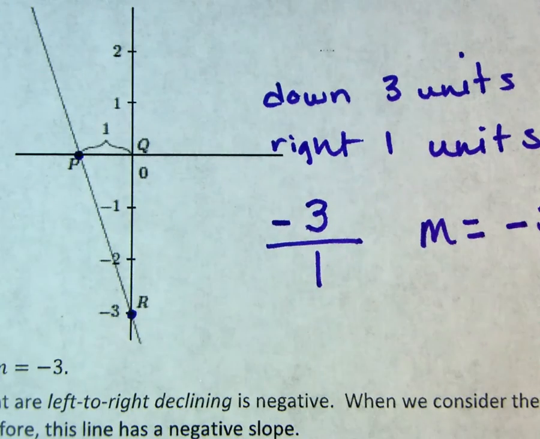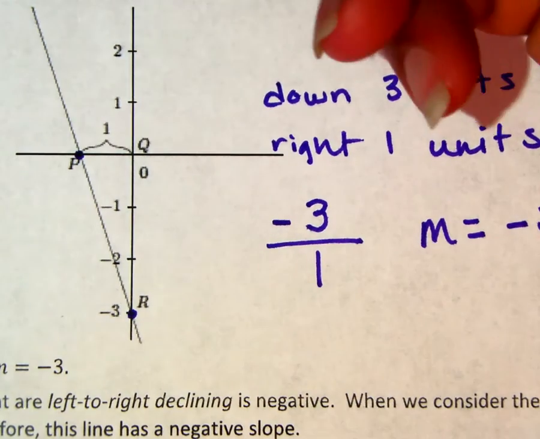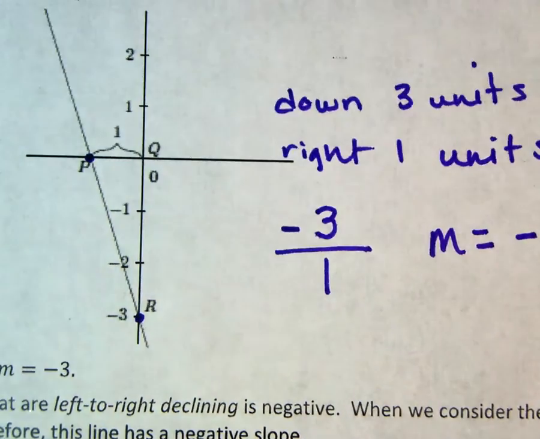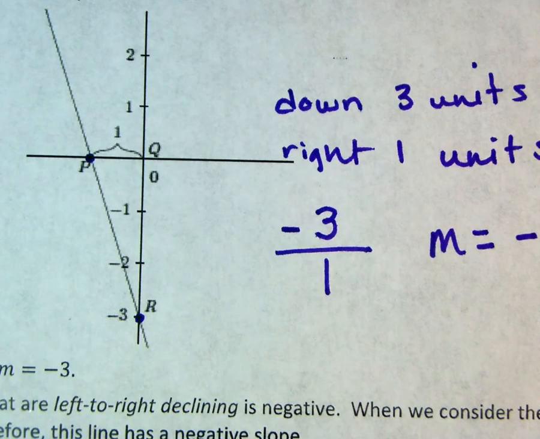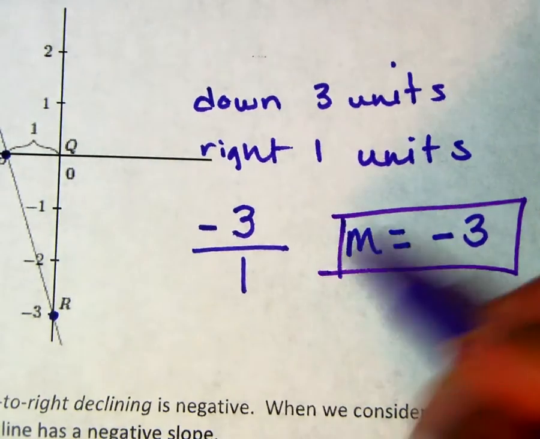This looks just like those lines at the beginning. This looks like line 2, a left to right declining line. That is why our slope is negative.